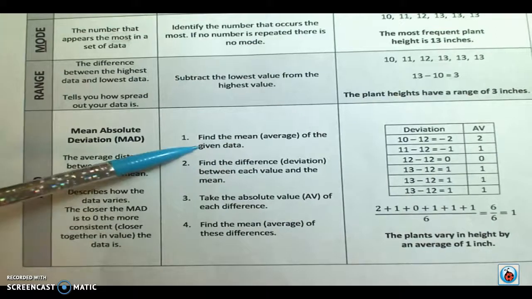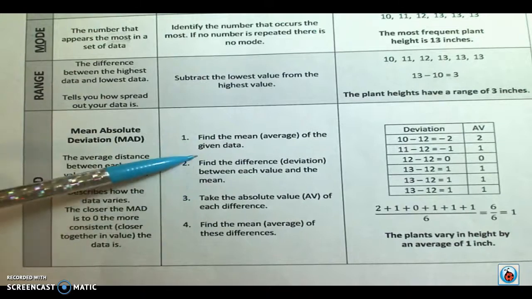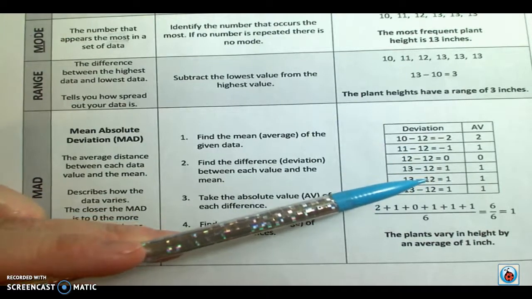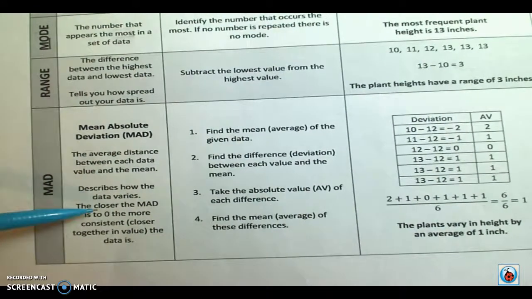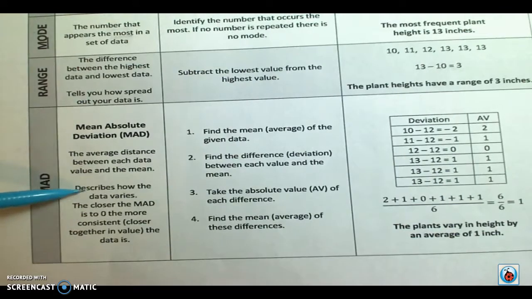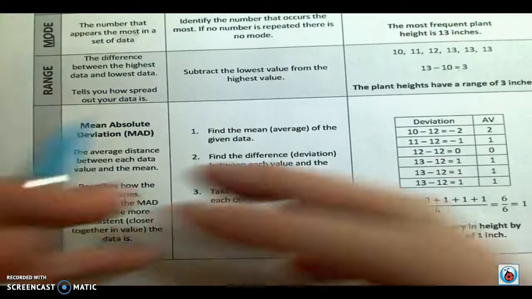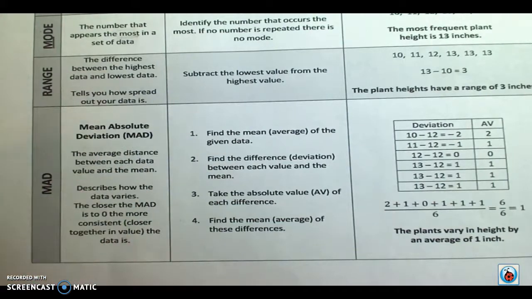So our first step is we're going to be finding the mean. We want to find the average of the given data. And then we're going to compare that average to each data point. And then we're going to come up with another average. So basically, on average, how far away is each data from the actual average? Okay? And what this tells us is that when we have a value that's closer to 0, that means that our data is pretty consistent. It means that our data is closer together. If I were to graph it on a number line, most of my points would be close to one another.